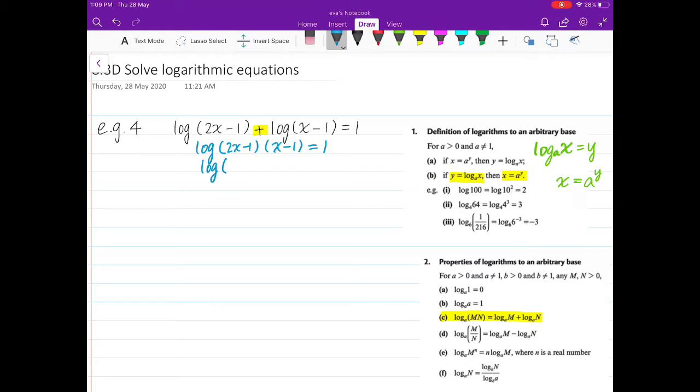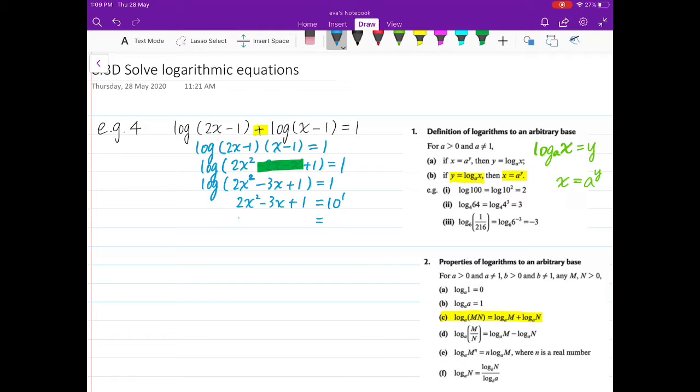So we multiply them together, become 2x squared minus 2x minus x plus 1 equal to 1. Combine the middle two together, so you will have minus 3x plus 1 equal to 1. Then the opposite of log, we can give the 10 as the base for 1. So we will have 2x squared minus 3x plus 1 equal to 10.